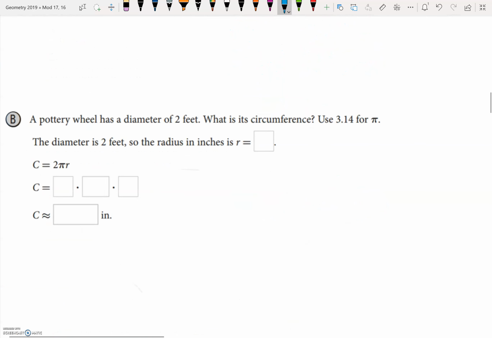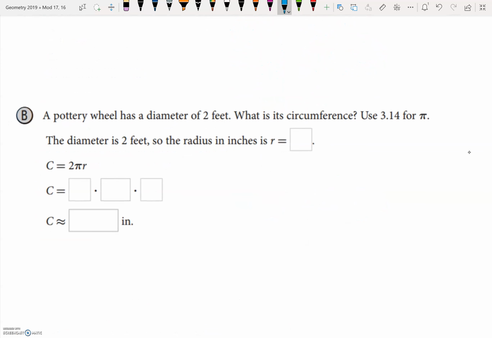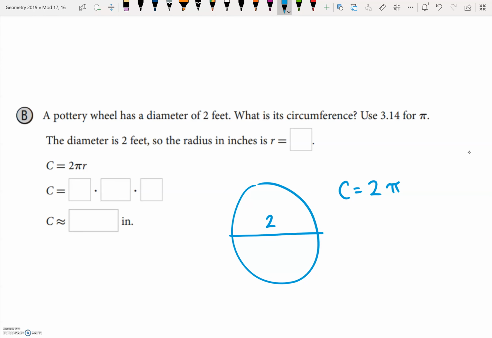The next one here, B, says a pottery wheel has a diameter of 2 feet. What is the circumference? The circumference equals 2 times pi times 2. Oh, but that would be the diameter, not the radius. So we're going to say the radius is 1 here, so we're going to put 1 here, and 2 times pi gives 6.28 inches.